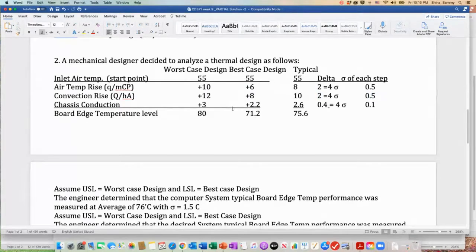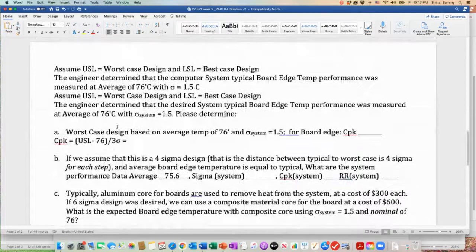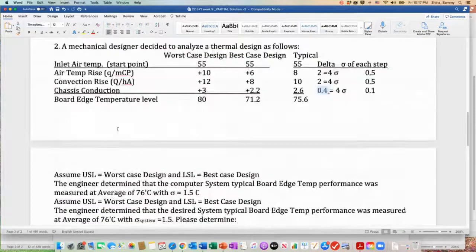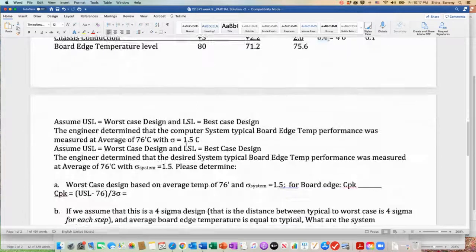Here, the span is 0.4 because 2.6 is the midpoint, the average. It goes up to 3 and the lower spec limit is 2.2, so the span is 0.4. And the system is a 4 sigma system, so that span is supposed to be 4 sigma, so sigma would be 0.1. Okay, so now we did all this. Now if we're doing B, all we have to do is get the sigma of the system from these 3 sigmas using root mean squared.